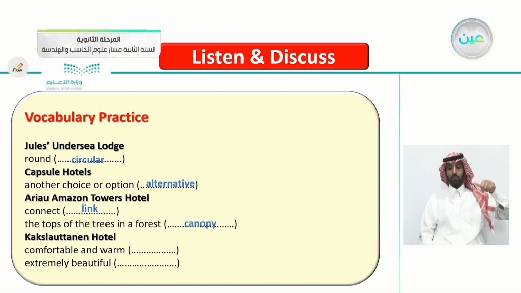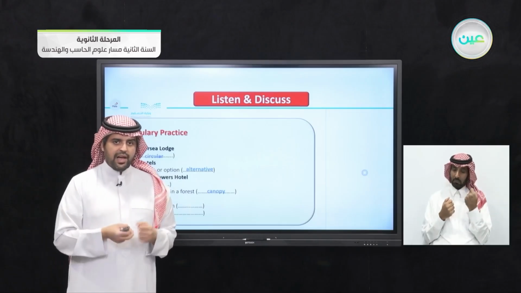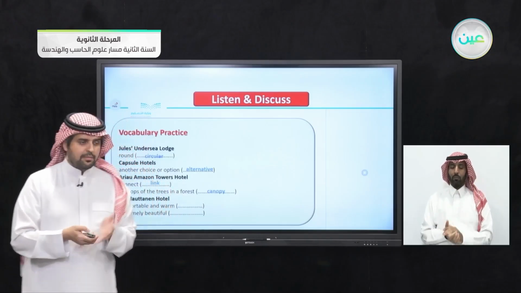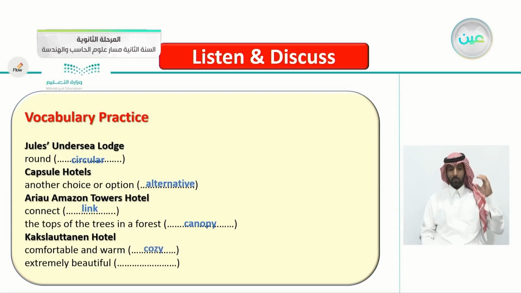The Kakslauttanen Hotel. Comfortable and warm. A word that means something is warm and comfortable. Very good. Cozy. When you say this place is cozy, it means that it's comfortable, it's warm, it's nice to stay in. What about extremely beautiful? Something that is very, extremely beautiful. Yes, that's correct. Stunning. When you say something is stunning, it means extremely beautiful.